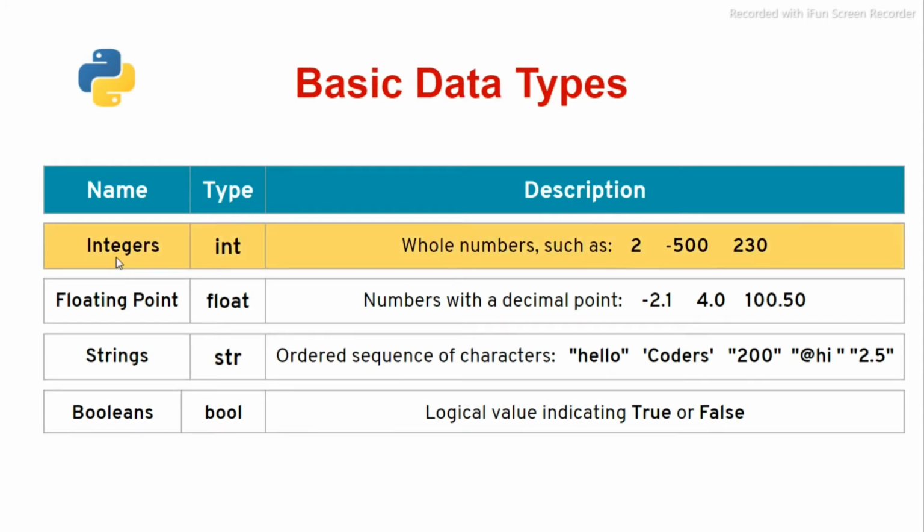Let's start with integer. Integers are just the basic whole numbers like 1, 10, 100, 200. Integers can be positive like 230 or negative like minus 500, or even they can be 0. There is no limit to how long an integer value can be. Integer values are represented by the int class. Let me show you with an example.